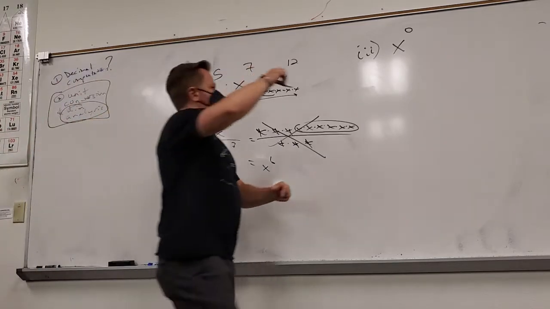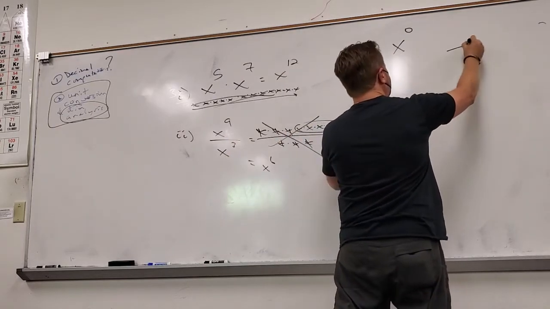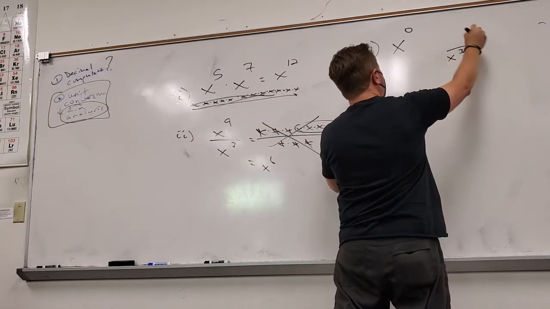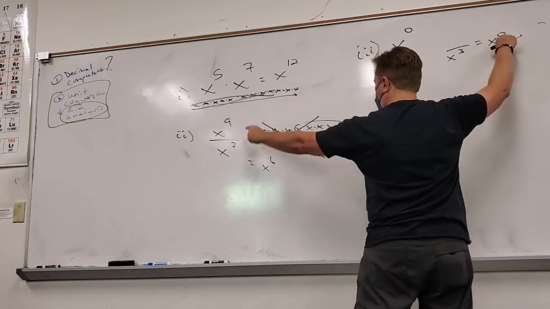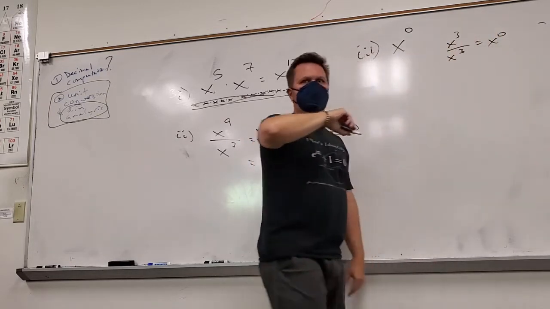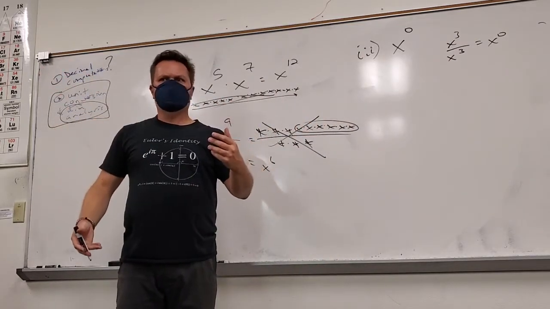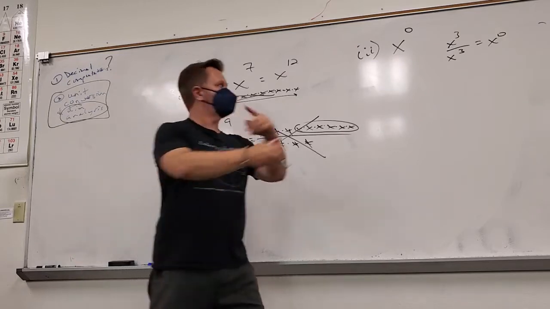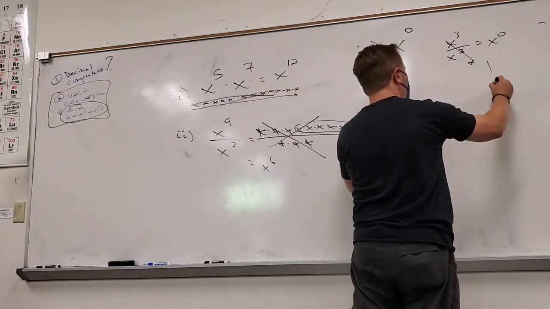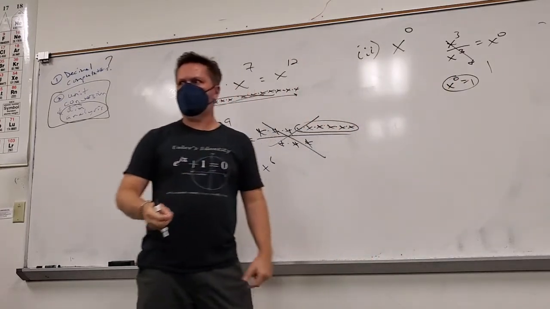So let's use this property. What would I have to do? If I had x cubed on the bottom, what would have to be on top so I end up with 0 using the subtraction property? 3, right? Because 3 minus 3 is 0. But what is something divided by itself? 1. So this is also 1. So x to the 0 equals 1. Anything to the 0 power is 1.